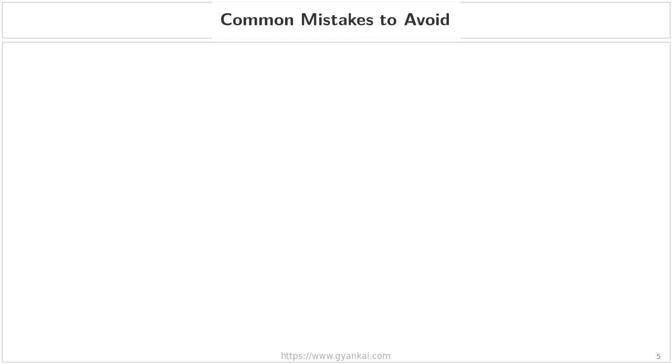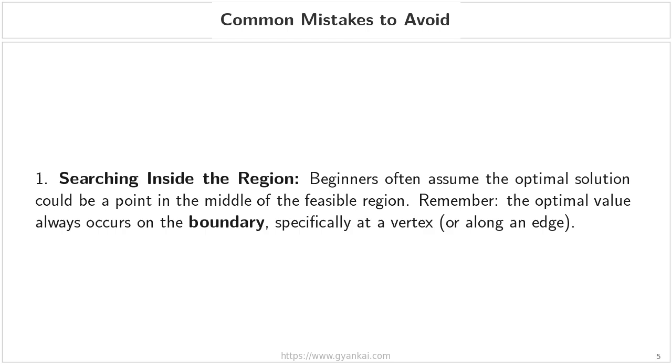Common mistakes to avoid. First, let's talk about searching inside the region. A very common mistake beginners make is assuming that the optimal solution, the maximum or minimum value, could be located somewhere in the middle of the feasible region. I want you to remember this clearly. You don't need to check the interior. As we discussed in the previous slides regarding the vertex property, the optimal value will always occur on the boundary, specifically at one of the vertices, or in some cases, along an entire edge.